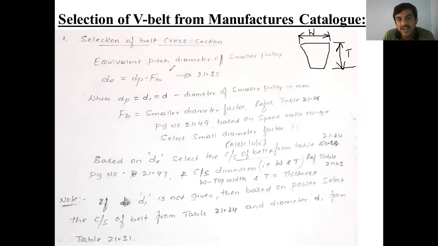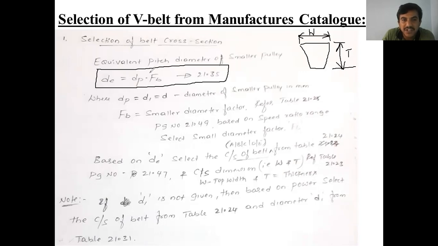First, determine the equivalent pitch diameter of the smaller pulley. The formula is in the design data handbook, equation number 21.35. The equivalent pitch diameter of the smaller pulley is equal to the diameter of the smaller pulley multiplied by a correction factor F, which is nothing but the smaller diameter factor. How do you know that? By referring to table 21.25.